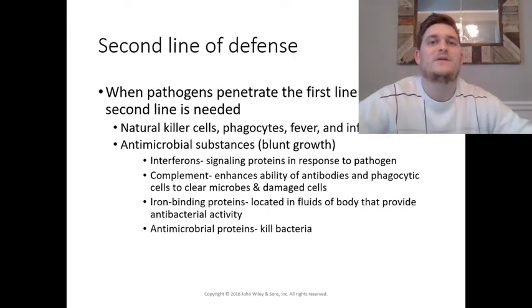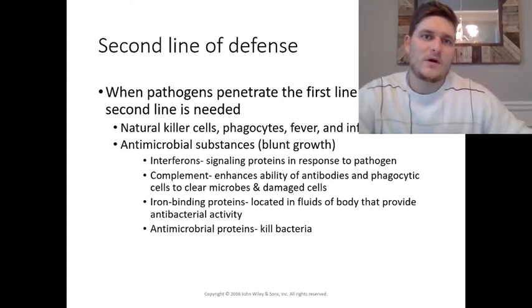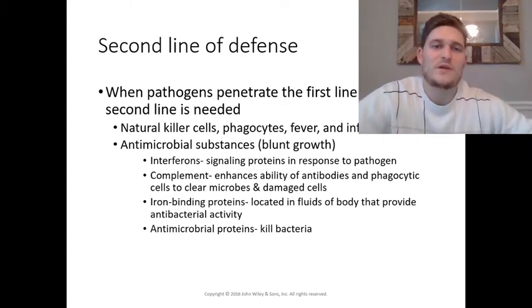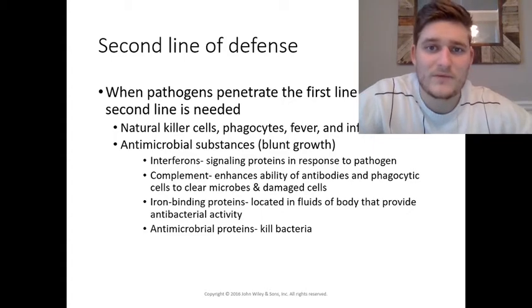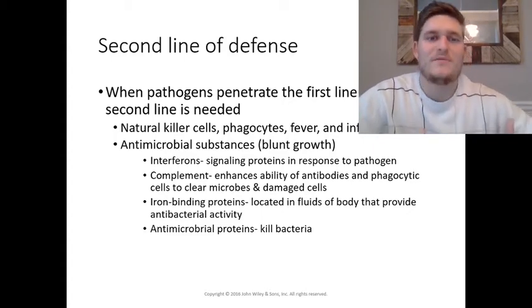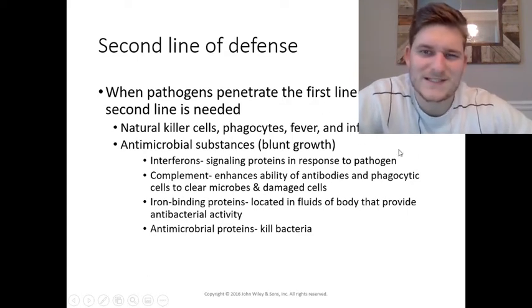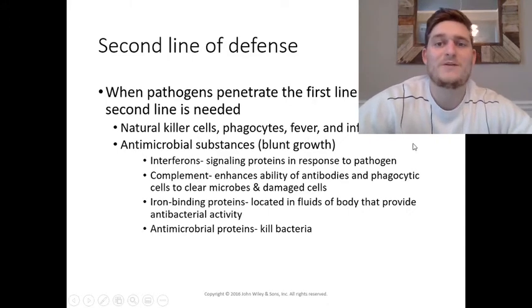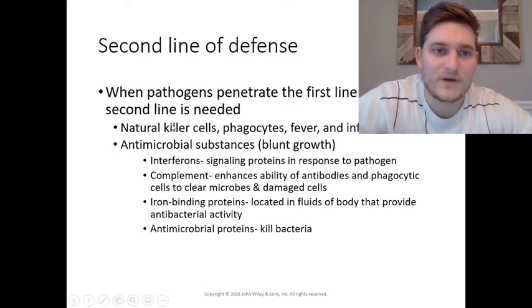Well, we have different cells and different responses that we will undergo in order to get rid of this pathogen. And so natural killer cells and phagocytes will help to engulf and get rid of a lot of bacteria, a lot of microbes. And then we have inflammation. And we'll talk about the steps of inflammation in a little bit. But basically, our body tries to create this environment to help blunt the growth of different microbes.